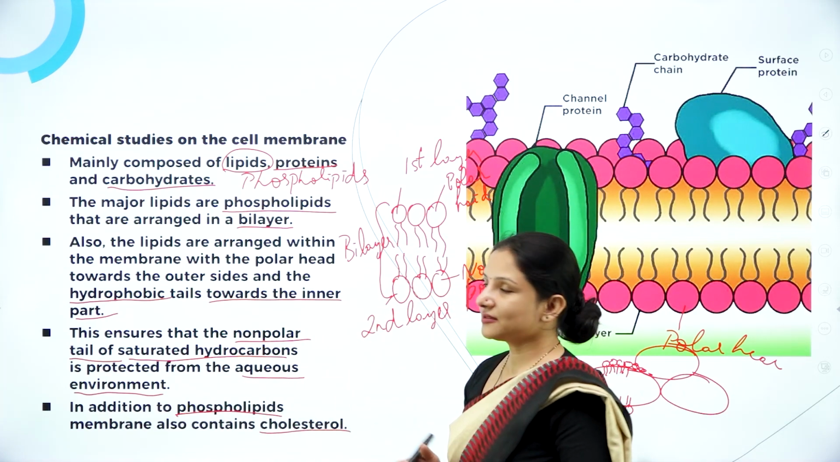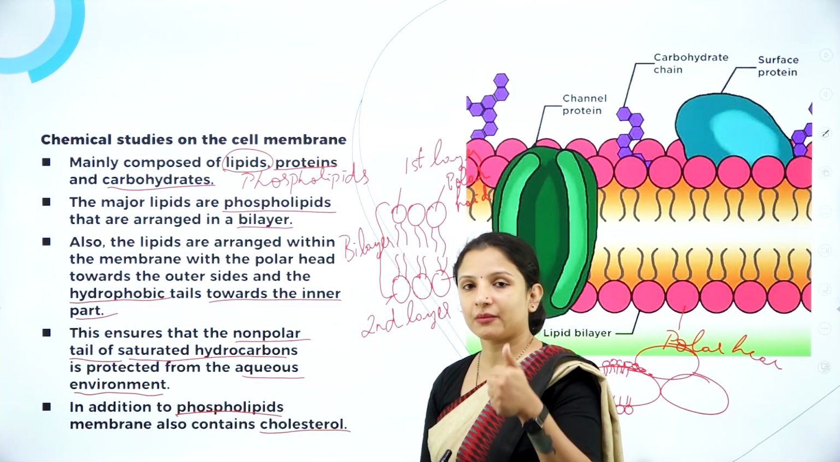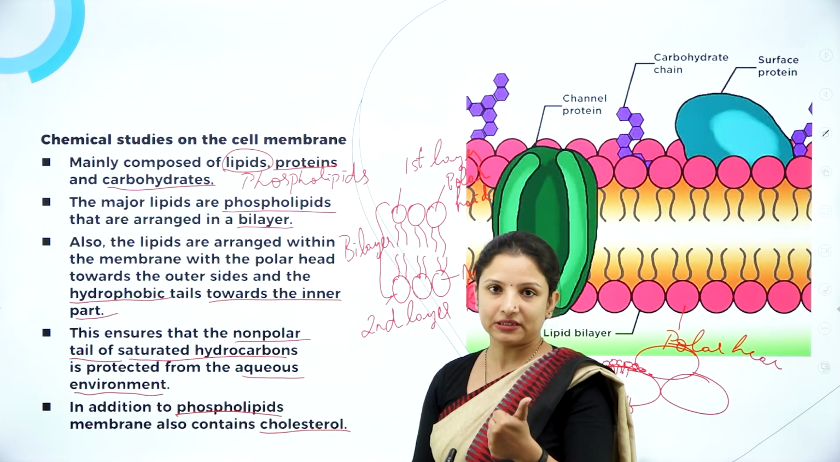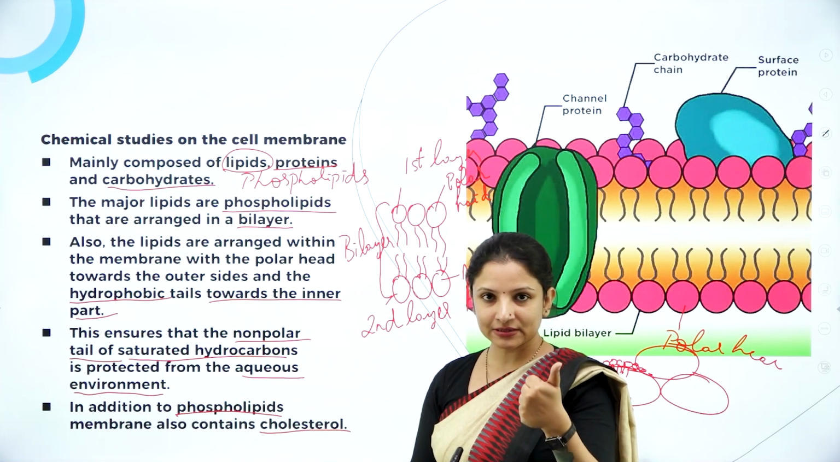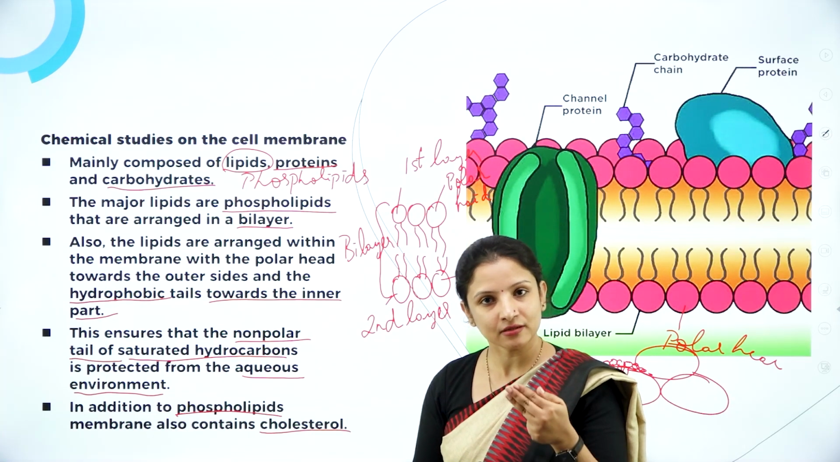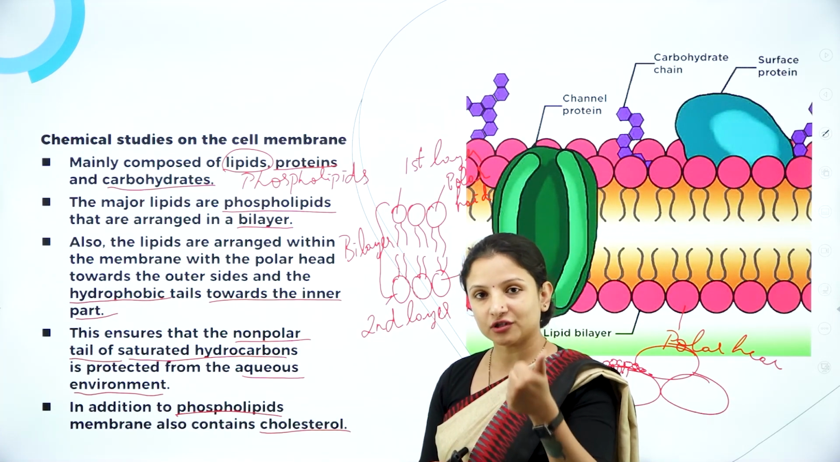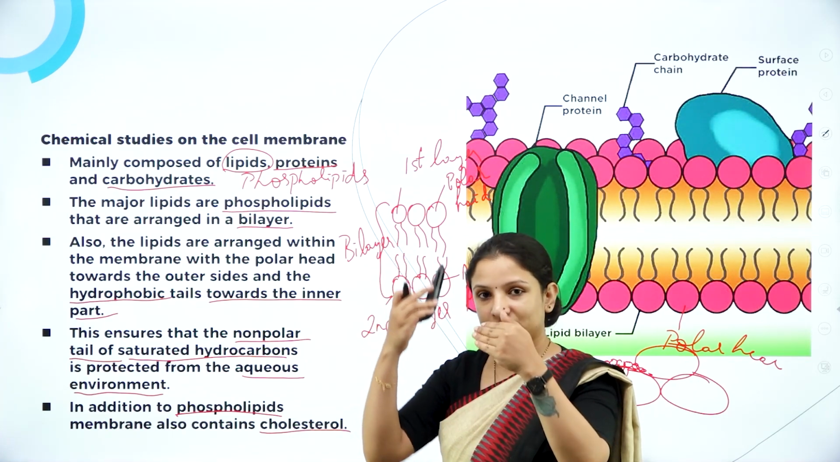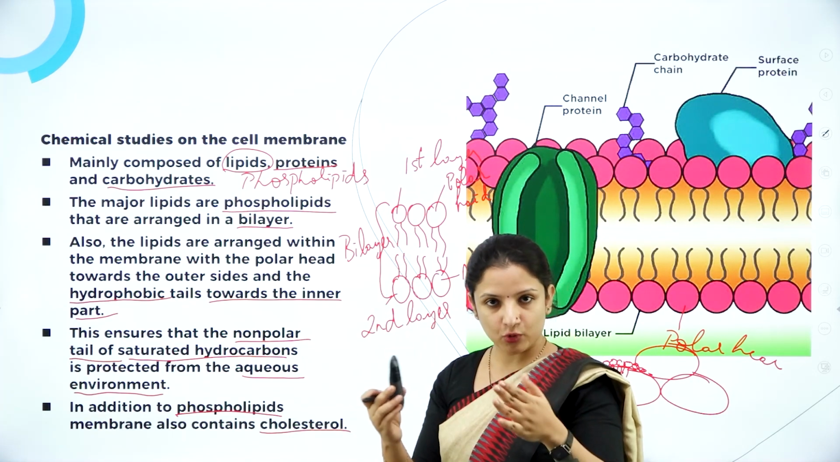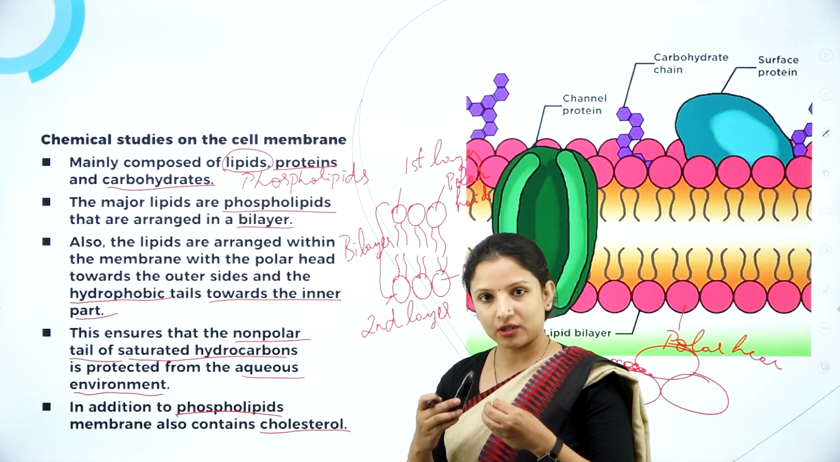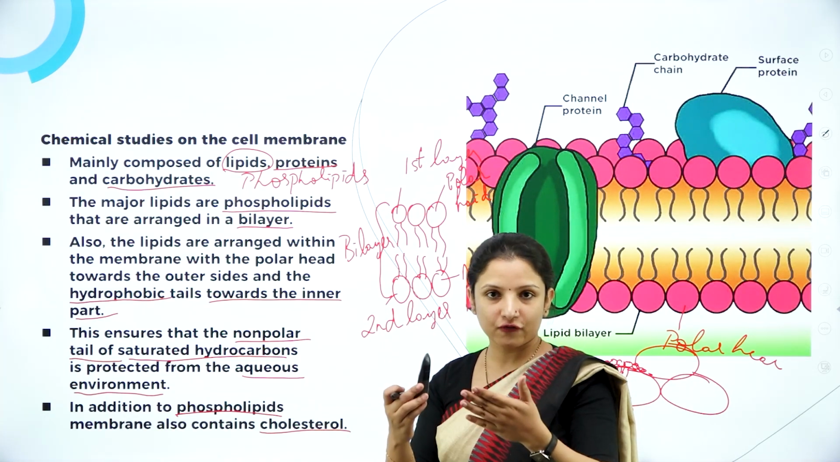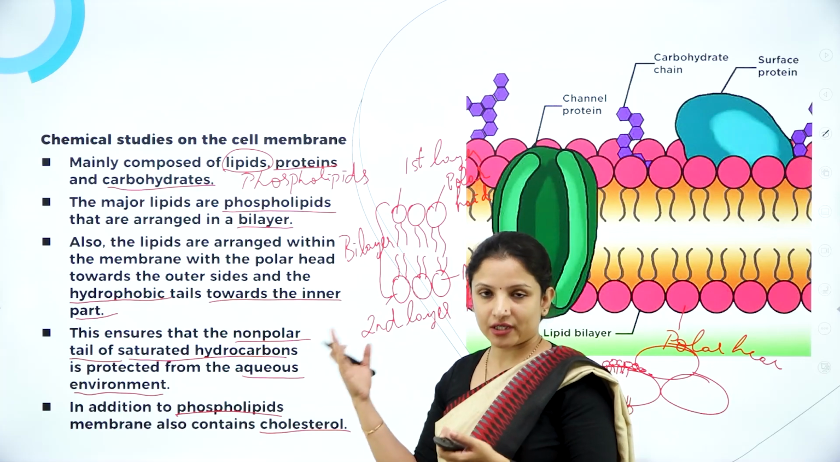So this is the chemical structures. Now we know what the different chemical components present in the cell membrane are: phospholipids, carbohydrates, proteins, and cholesterol. The phospholipid is the major one, which forms a bilayer, wherein they have the polar head and the non-polar tail. The non-polar tails are hydrophobic in nature, made up of saturated hydrocarbons.